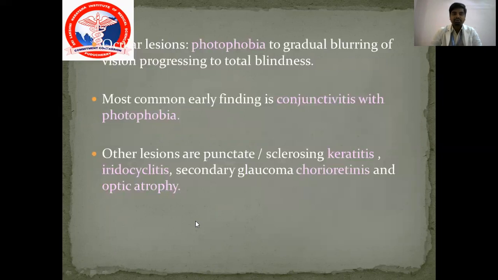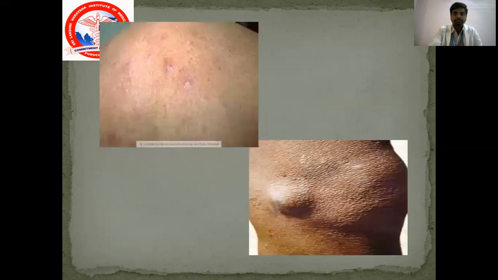Ocular lesions: photophobia, blurred vision, progressing to total blindness. The most common early finding is conjunctivitis with photophobia. Other lesions are punctate keratitis, sclerosing keratitis, iridocyclitis, secondary glaucoma, chorioretinitis, and optic atrophy. You can see the bulging part of the subcutaneous tissue.